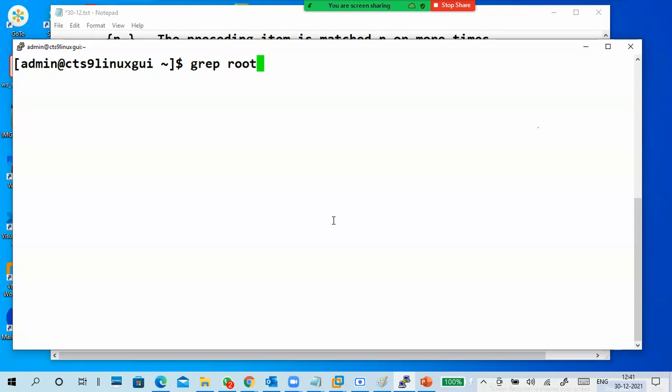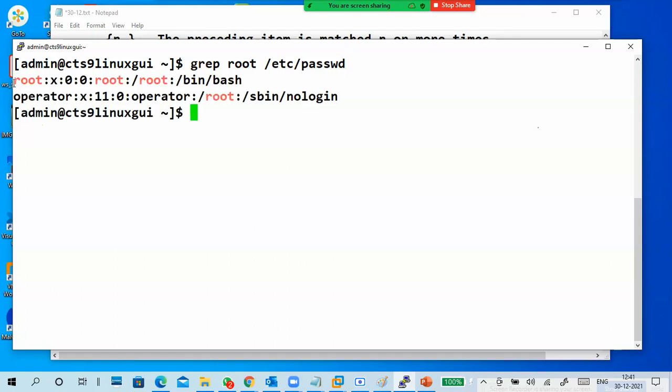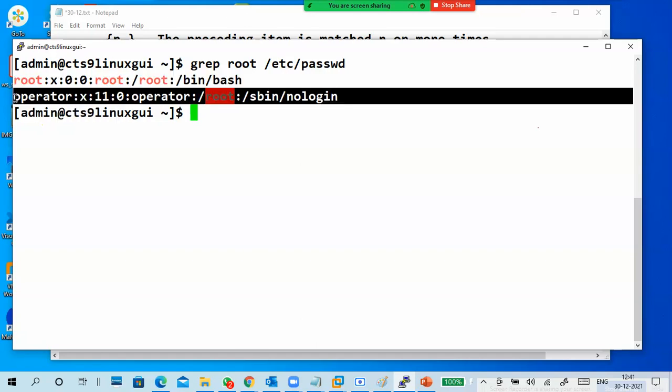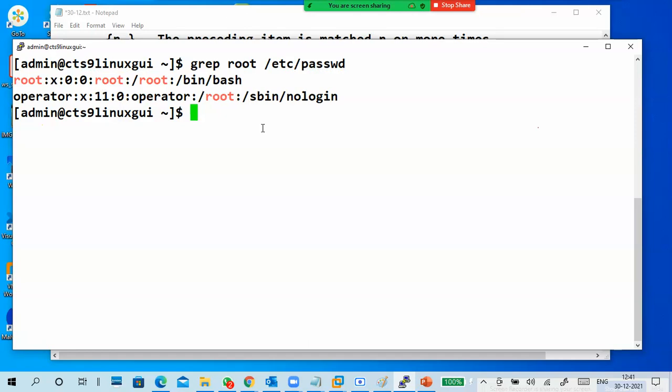grep root /etc/passwd. So root is a keyword here, a pattern word. In the passwd file, we have a lot of lines. If any line contains the keyword root, that line will be displayed. See, here it is. Two lines contain the root word. That's why only two lines are displayed. Understand, guys?